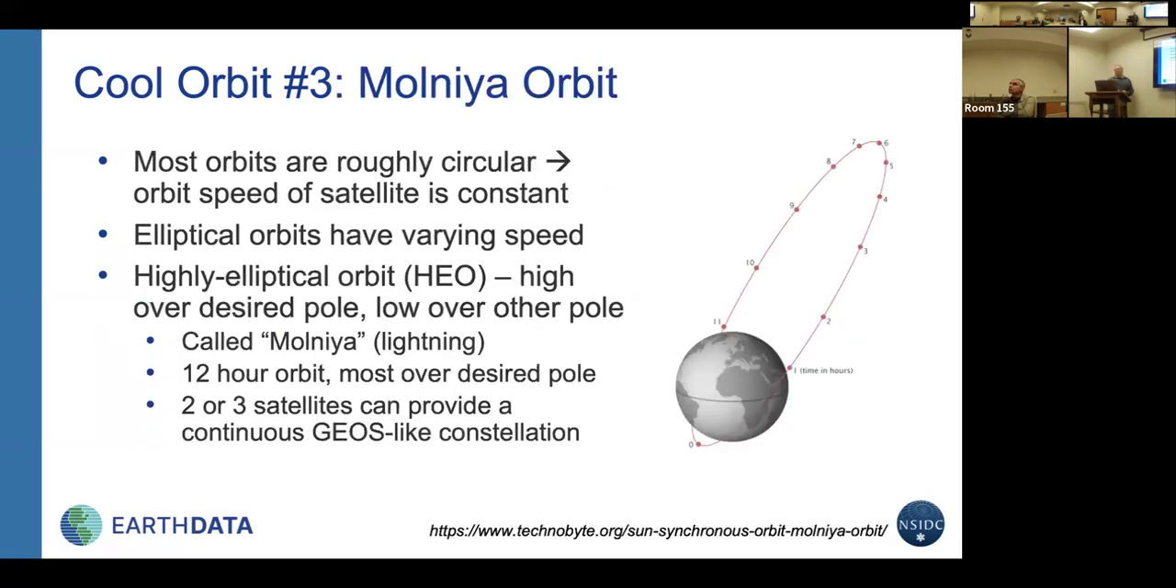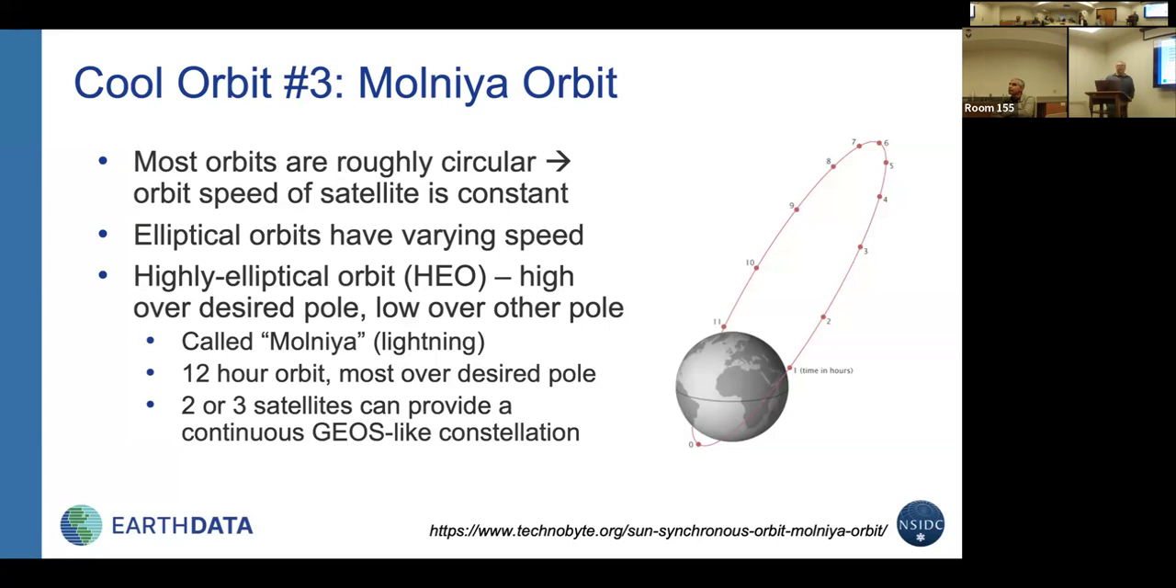So they developed what's called a Molniya orbit, and it's a highly elliptical orbit. So basically, you're up here, this is by hour. You come up here, you're moving very slowly, so you're hanging around above the pole for quite a while, and then you shoot around really quickly on the other side. And so if you have three of those, you can have continuous coverage of the poles.